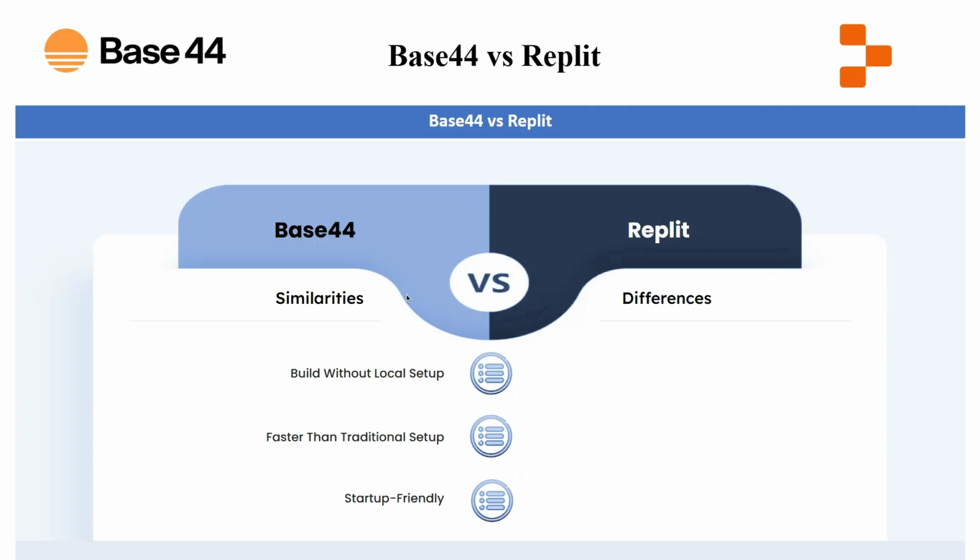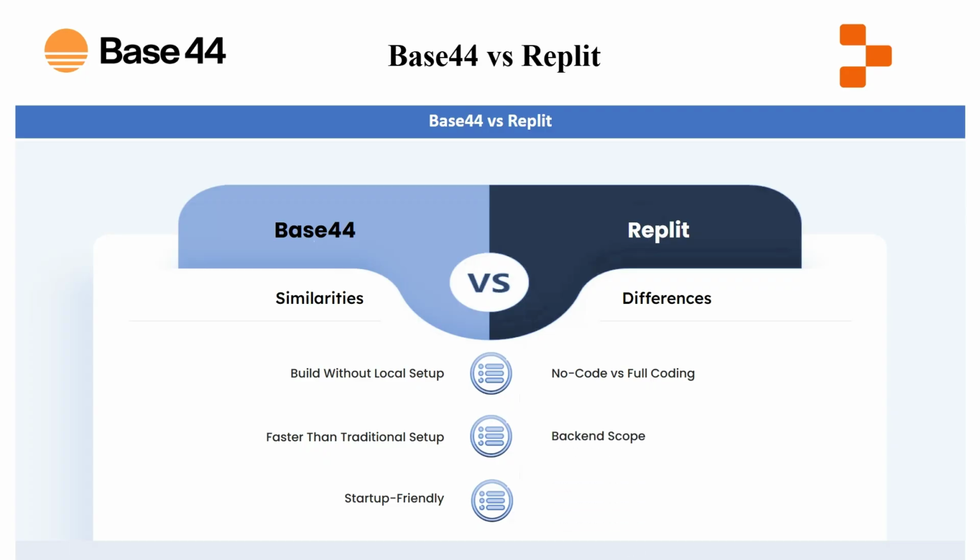Now let's move on to the differences, and the first difference that we have is no code versus full coding. Base44 leans towards no code or backend abstraction. It simplifies infrastructure like database and APIs. Replit is a full coding environment. You write actual code in Python, JavaScript, and many other languages and run it in the browser. So if you don't want to code much, then Base44 is simpler, and if you want full coding control, Replit is far more flexible.